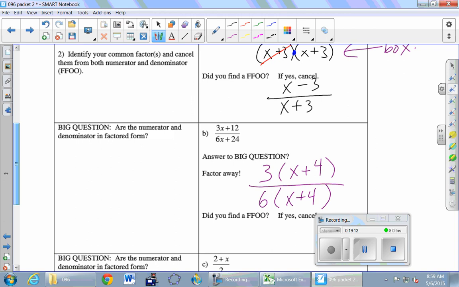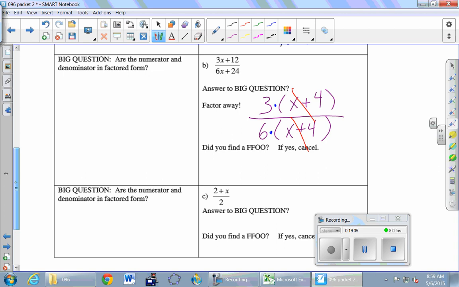I'll take a look. Okay, we now have multiplication. So we are now welcome to cancel any foo-foos, any fancy forms of 1. So what cancels in this case? X plus 4 cancels. And then 3 over 6 happens to also cancel. I don't need you to go through the process of factoring 3 and factoring 6, just to write the answer. What's the answer here? 1/2.